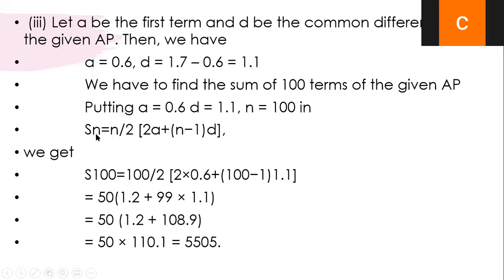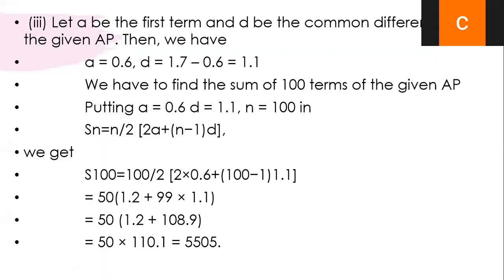So we'll apply this formula. S100 is equal to 100 by 2 into 2 into 0.6 and so on. What's the answer, children? 5505. 5505.0, yes, ma'am. 0.0 means you can take only 5505. 5505 only.